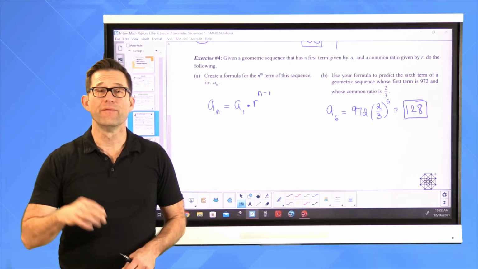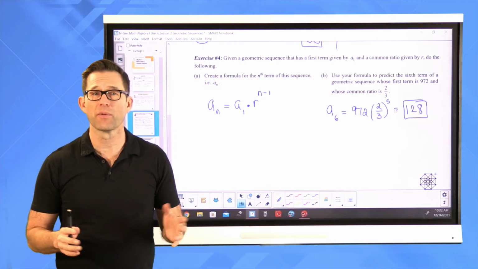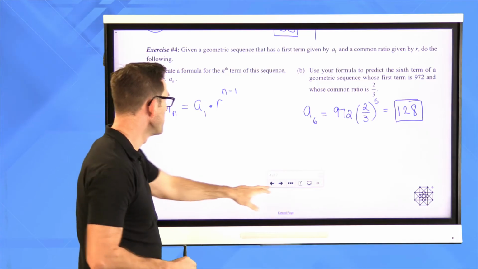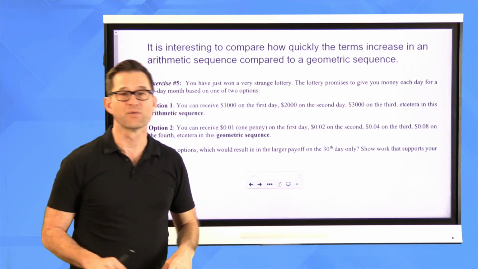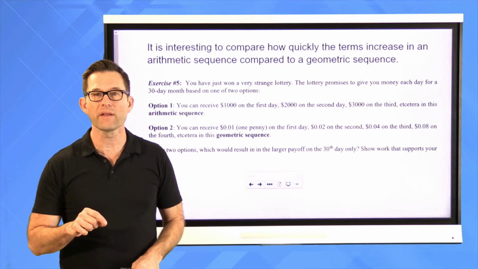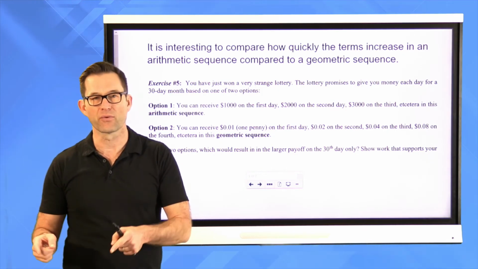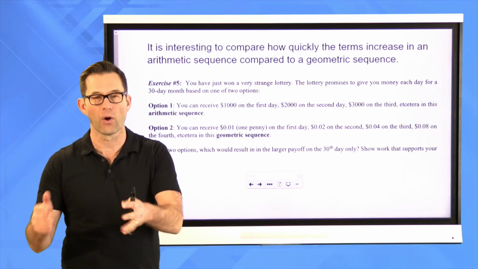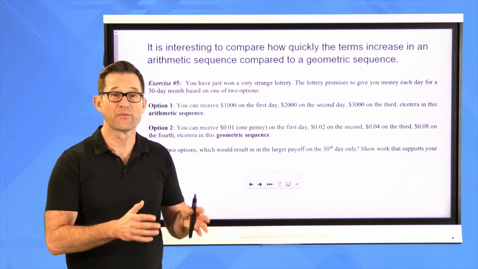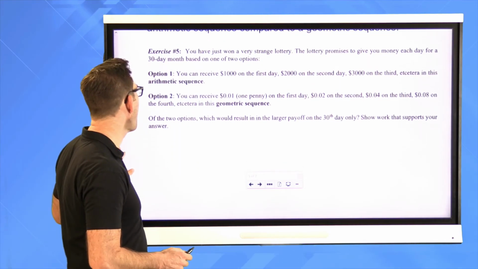Geometric sequences are very similar to arithmetic sequences, except instead of adding the same amount each time, you multiply by the same amount, and we should be able to figure out what any given term is as long as we've got that first term and that common ratio. Now, it's kind of interesting to compare how quickly the terms increase in an arithmetic sequence compared to a geometric sequence. Of course, this is assuming that they're both getting larger, i.e. for the arithmetic sequence, you're adding a positive number, and for a geometric sequence, you're multiplying by a number greater than 1.